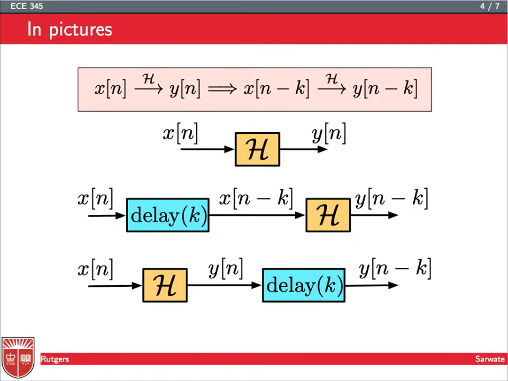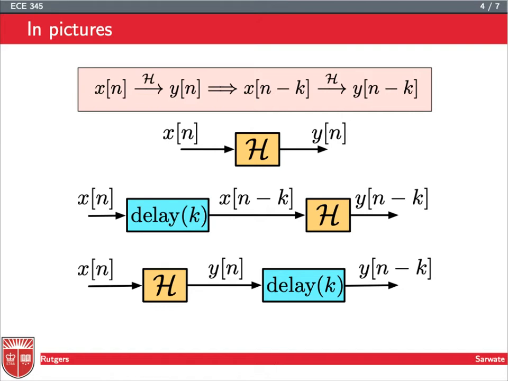What about time invariance? Time invariance is a property that says that if x of n is mapped to y of n by our system h, then if I take x and delay it by k, n minus k, it's the same as taking this original y of n and delaying it also by k. So what does that mean in pictures? The first part means that x of n goes to y of n when you apply h, and the other says that the following two pictures are equivalent.